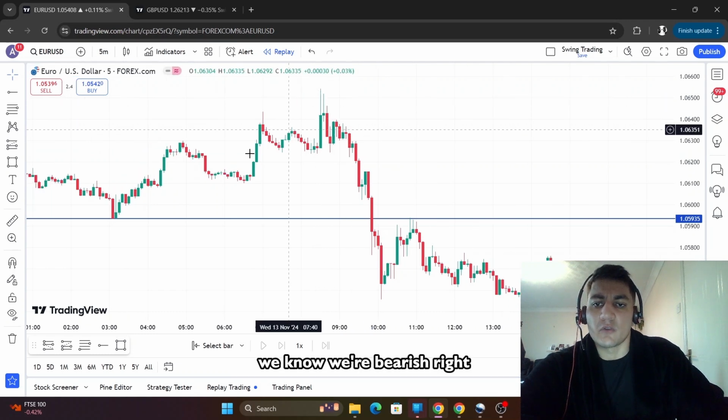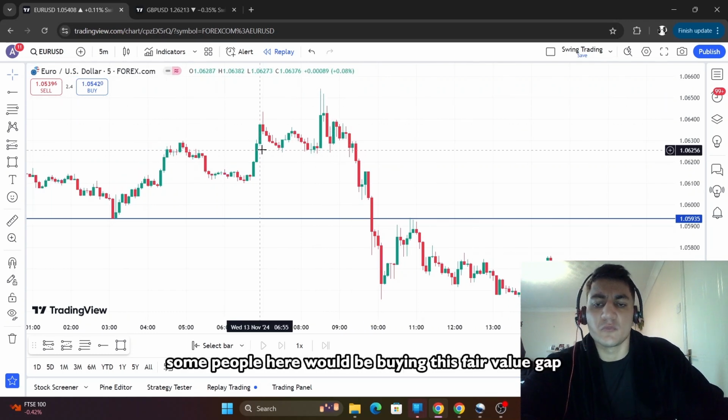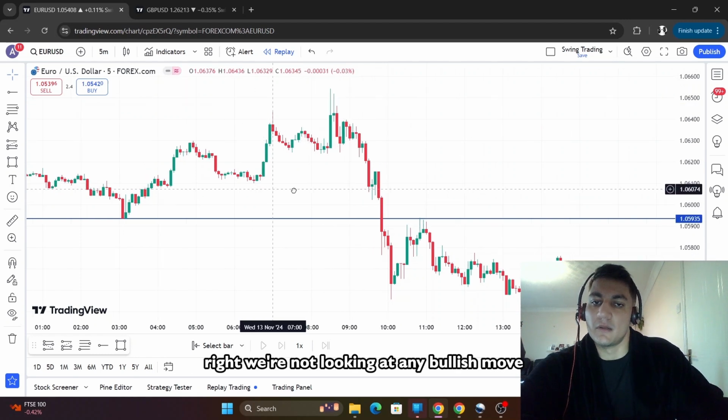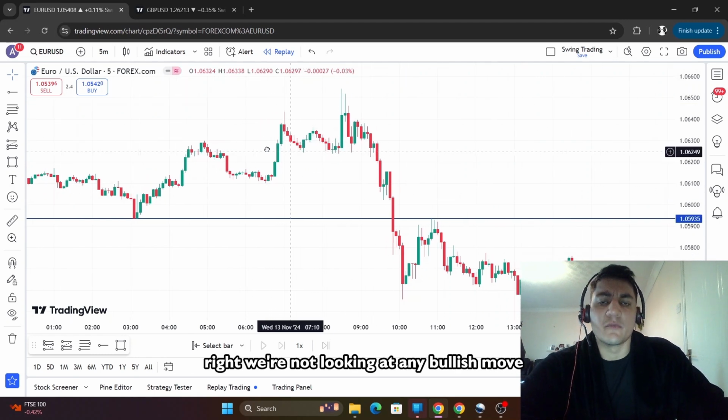We know we're bearish, right? We're not looking for any bullish fair value gap. Some people here would be buying this fair value gap only for price to reverse on it and get stopped out, right? We're not looking at any bullish move. We're only looking to get short.